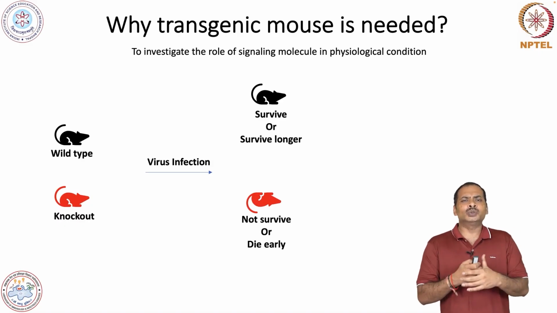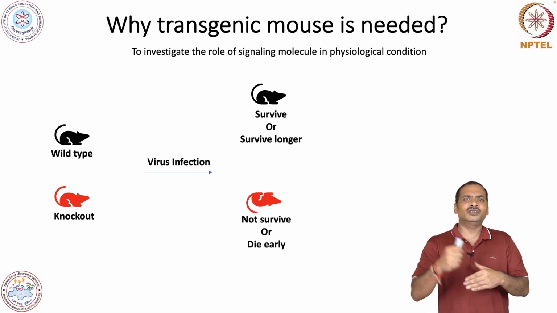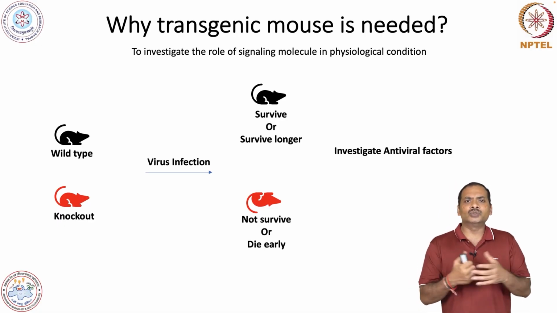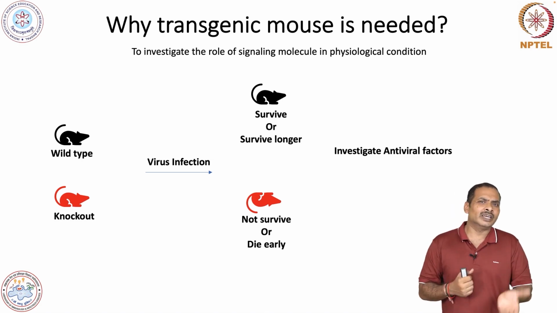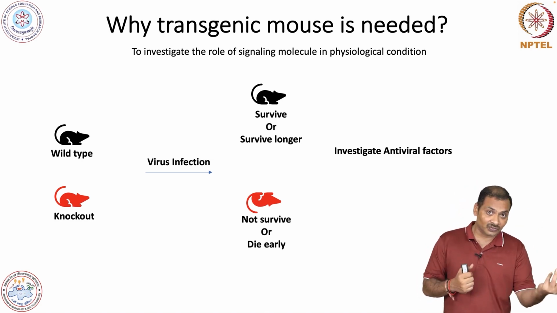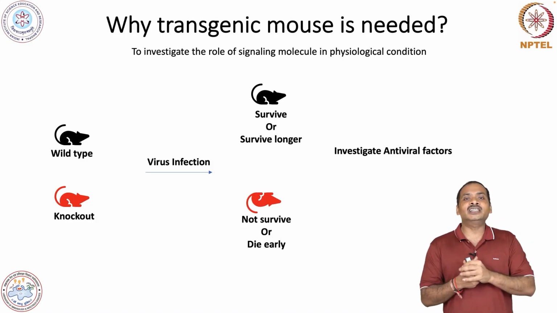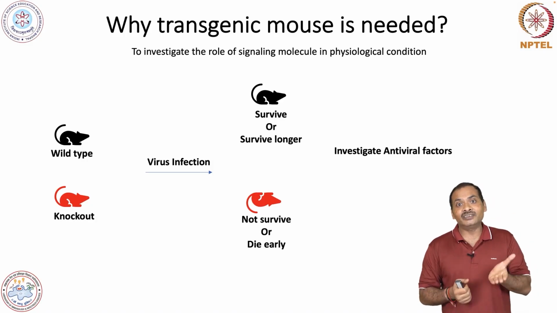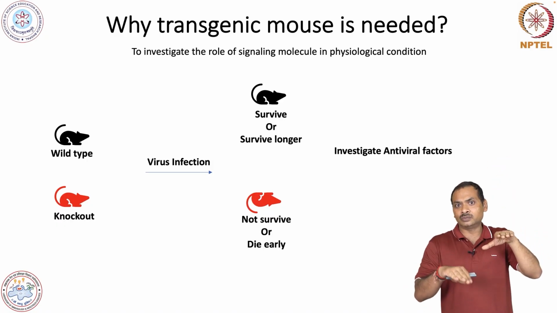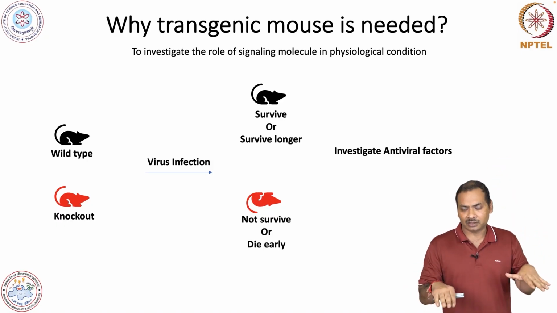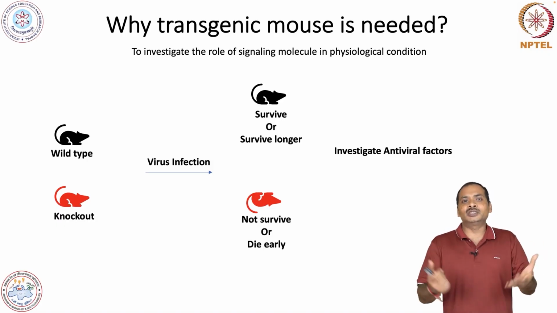And subsequently, you need to prove it at various levels. For example, you will estimate the antiviral factors after infection using wild type or knockout mice, and you will see that in wild type mice the antiviral factors are very high, while in knockout mice it is almost abolished, or present in very low amount. In that way you can prove it.